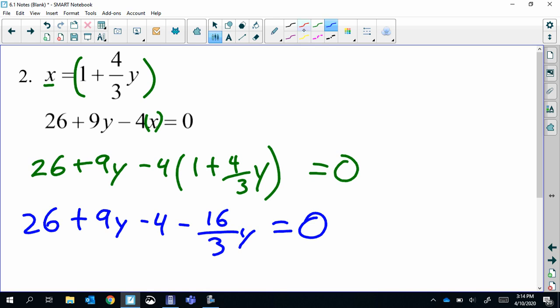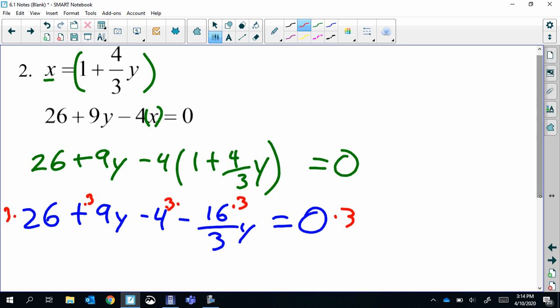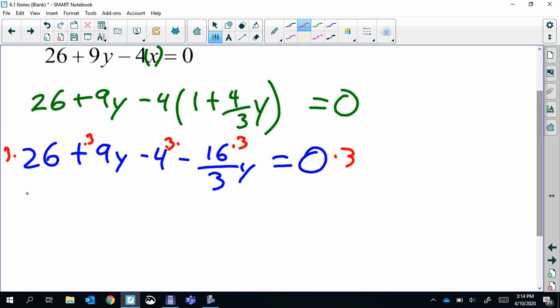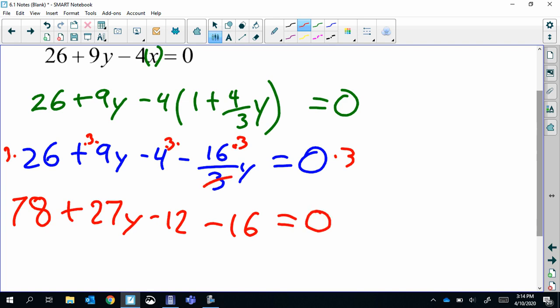We do have that fraction. If you don't want that fraction, you can clear out fractions by multiplying by 3 to everything, just to clear that out. Multiply by 3, 3, 3, everywhere. And then no more fraction, you won't have to worry about it. And then here, just the 3's cancel out. And then obviously 0 times 3 is 0.